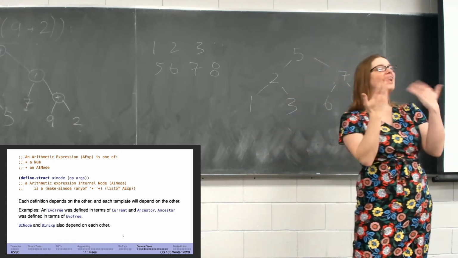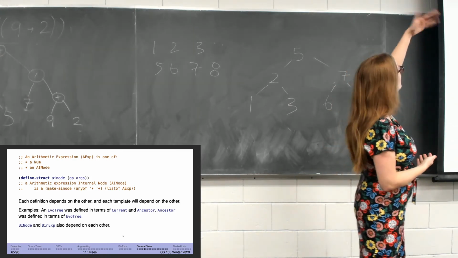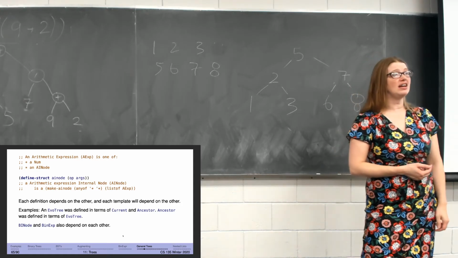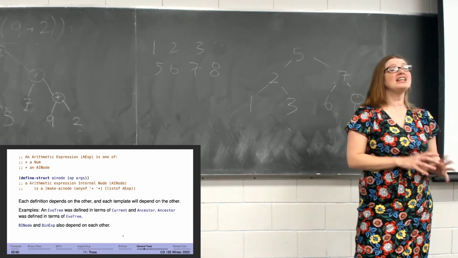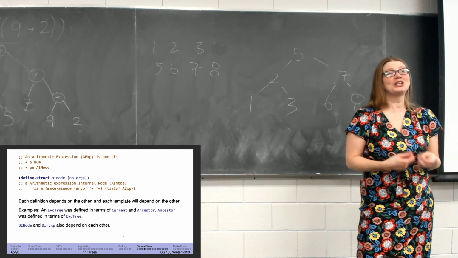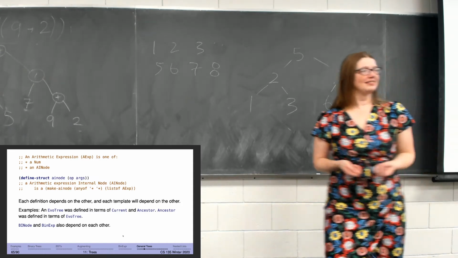Because not only do we have a mixed data type, so we're going to have mutual recursion, but wait a minute, I've also got a list in here. So my template is not only going to involve mutual recursion, it's also going to involve recursion on a list. Really ugly.